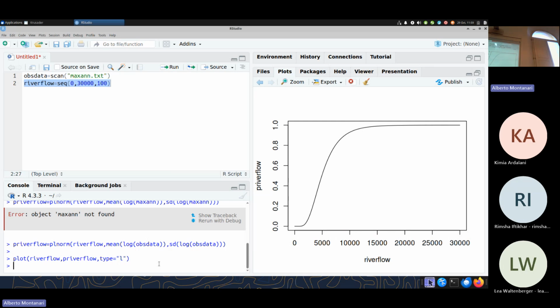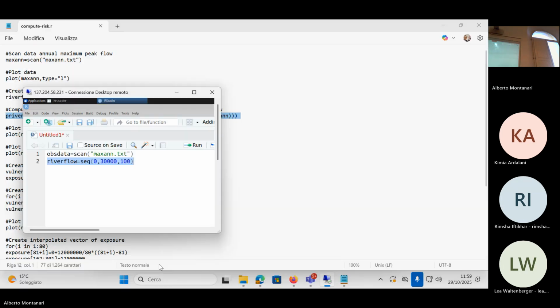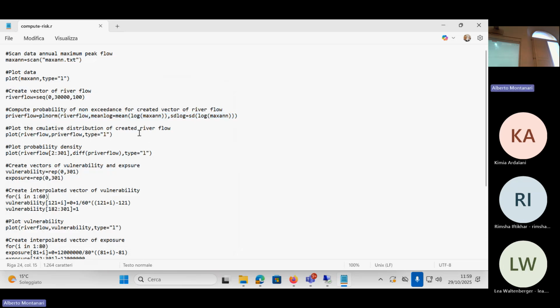You see the long tail, okay? And it's a typical shape of a probability distribution. Now let me compare. So it's mean log ops data. Let me check mean log. It is mean log. Okay, that's fine. I didn't put the name of the argument here, it's not needed. Mean log Maxan. Okay, sd log. Okay, perfect. And then there is the plot here.